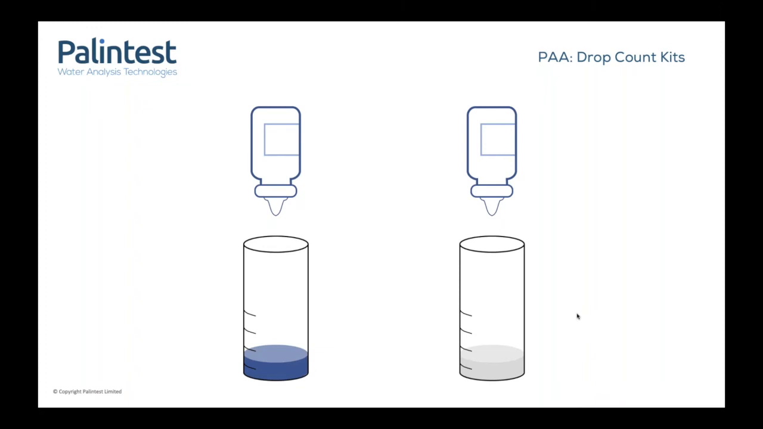If you're doing a test as per the instructions, you're adding a drop, you're swirling, you're waiting, you're adding a drop. A high concentration drop count kit should be taking you several minutes if you want to get as accurate a result as possible. And sometimes we see that cut down very significantly, often at the detriment of accuracy.